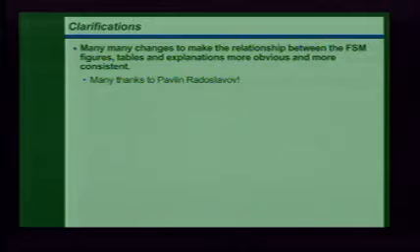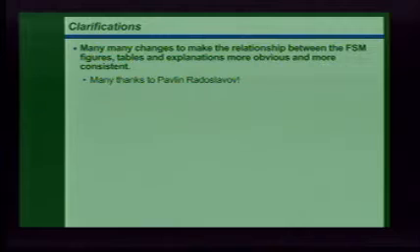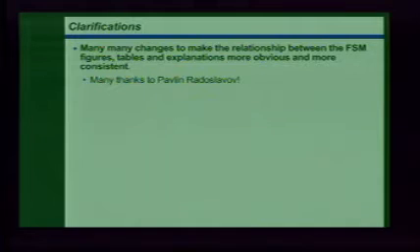Turned out a whole bunch of issues to do with the fact that the figures for the state machines, the tables for the state machines, and the explanation for the state machines didn't necessarily have the same number of transitions in them. They were mostly consistent, but occasionally we'd missed one. And Pavlin did a really careful read-through of this and found, I think, all of them. And they should now all be consistent.